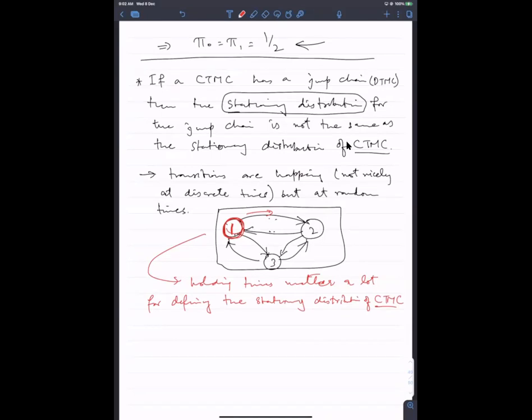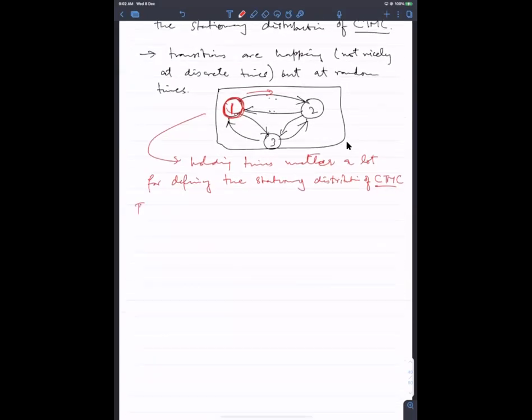Okay. So now there is a very nice theorem here, and this makes complete logical sense. It is that pi tilde, which is a vector equal to pi naught tilde, pi 1 tilde, pi 2 tilde, and so on and so forth. Okay? So let's say this is the stationary distribution of the jump chain.